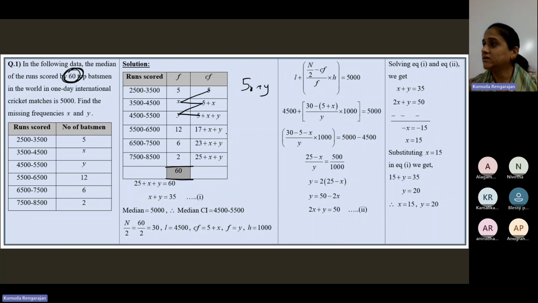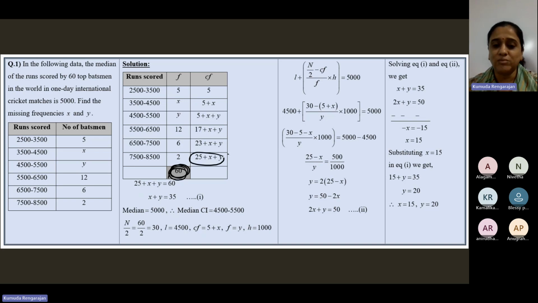It's not like that. You need to write everything carefully. Only then you will get the correct answer. Write carefully, so all of you please check. Do it along with me. Don't go at your own pace. We'll do it together. Have you written? Did you realize that the total of the frequency column is 60?